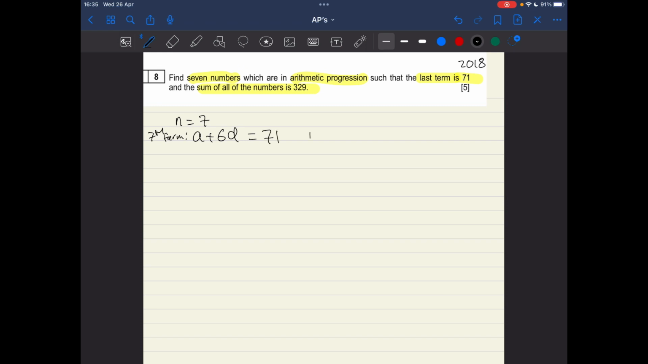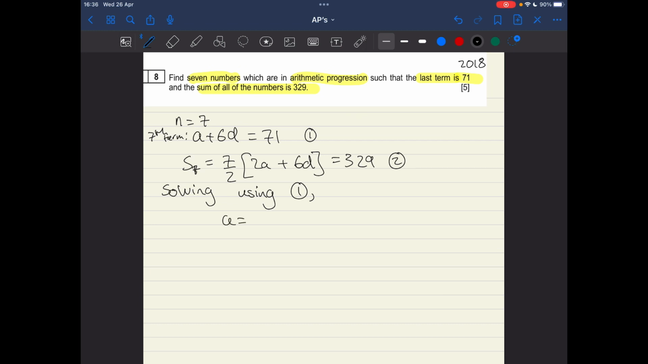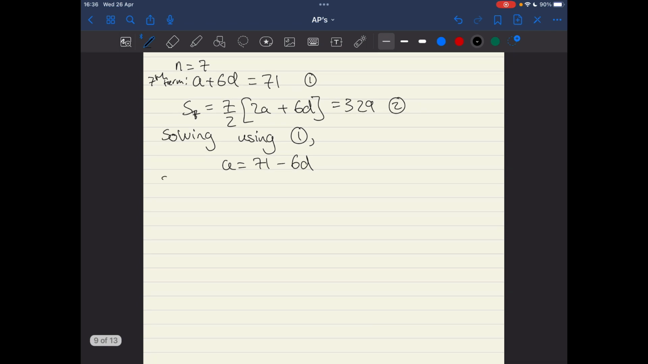And then we can label this equation number 1. And then number 2, so we know the sum, so S of 7, which is equal to 7 over 2, 2A plus n minus 1, we know n is 7, so it'll be 6D, and that is equal to 329. So this is equation number 2. So solving using equation number 1, we know A is equal to 71 minus 6D. So you subbing that in to equation 2.